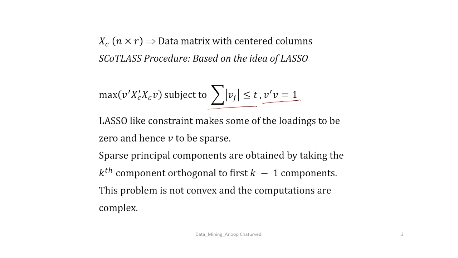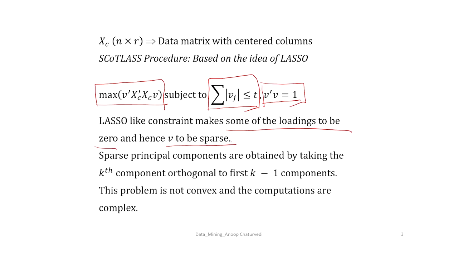Remember that in the usual principal component analysis, we maximize this quantity V transpose XC transpose XC V subject to this restriction. But here you have a lasso-like constraint also, and this lasso-like constraint makes some of the loadings equal to 0. And this makes V sparse. Sparse principal components are obtained by taking the kth component orthogonal to the first k minus 1 components. So, we impose this restriction also, just like the usual principal component analysis.